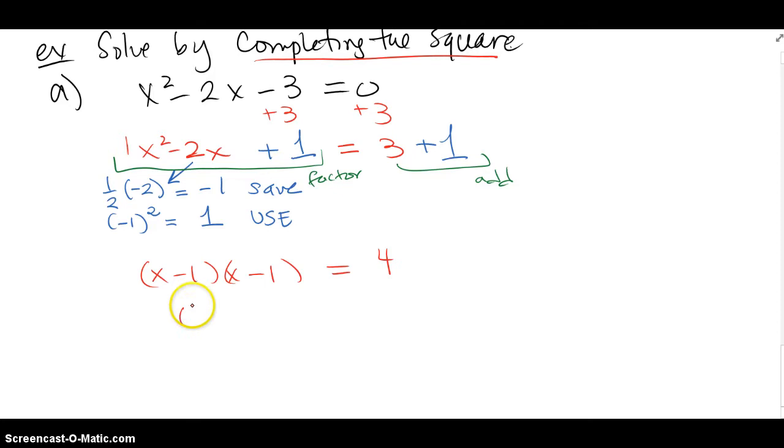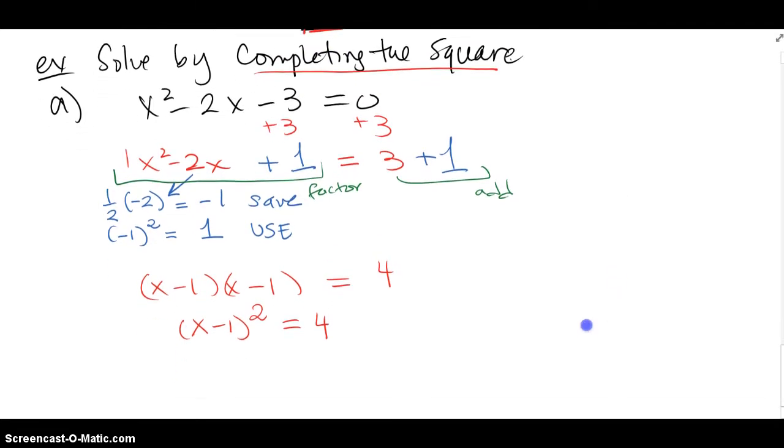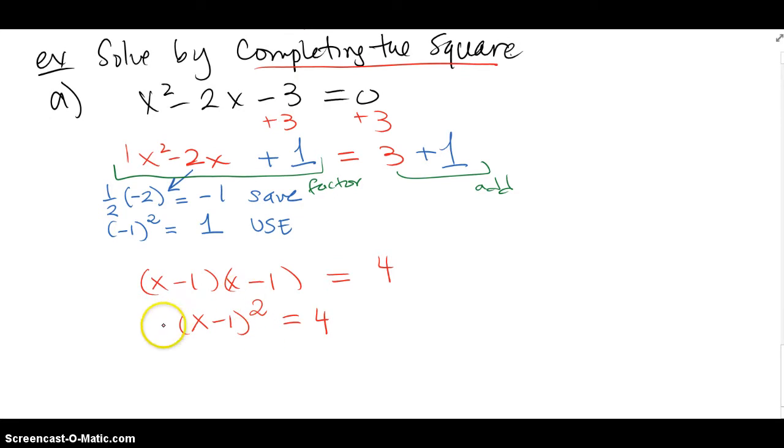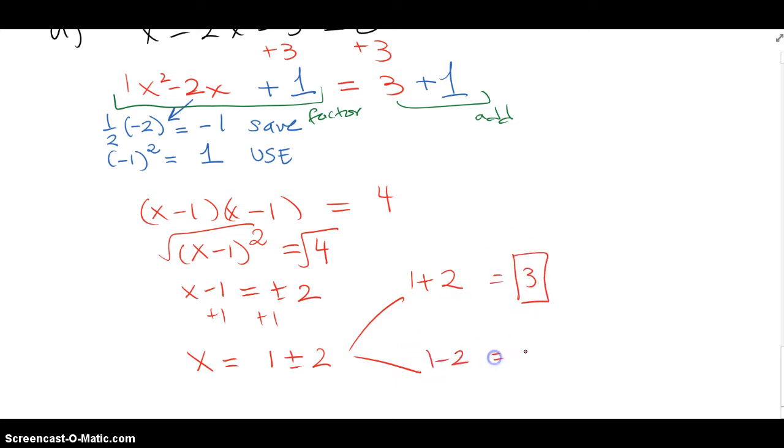Now that's a binomial squared, so I'm going to rewrite it as a binomial squared, and notice now I have what I was looking for. I have something squared equals a number. Completing the square always gets you to this place. Now I can square root both sides, and I have x minus 1 equals ±2. I can add 1 to both sides, so x is equal to 1 ±2, which can be simplified to a 3 as one of my solutions, and -1 as my other solution.